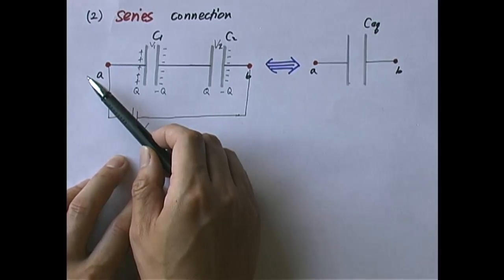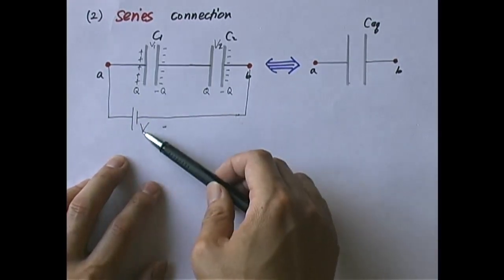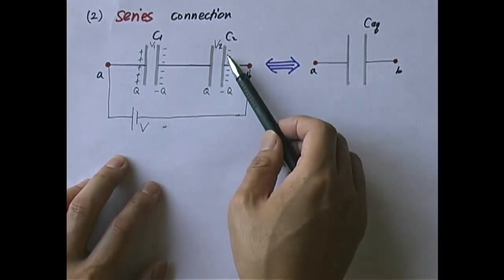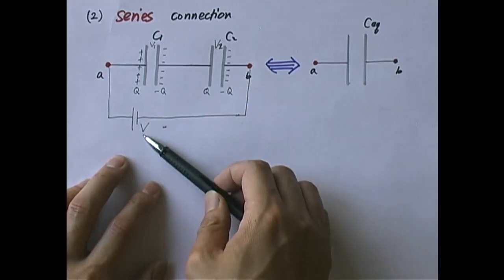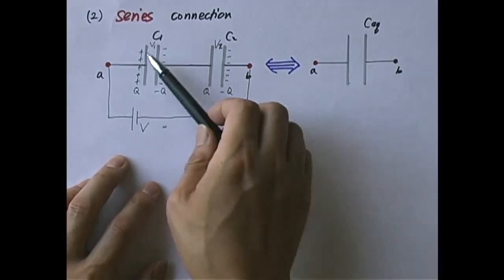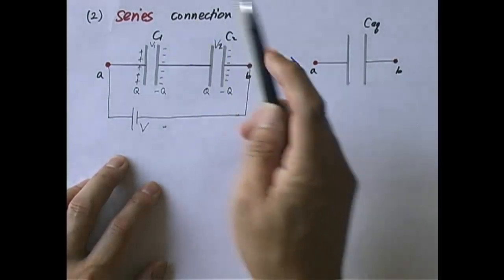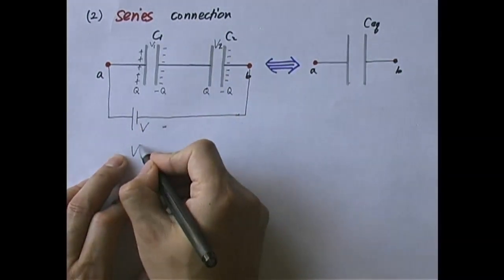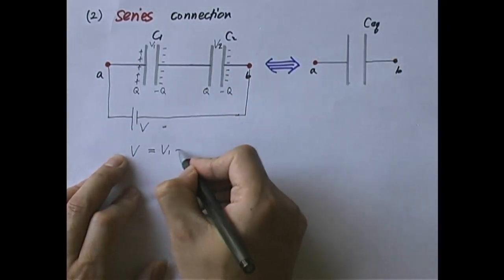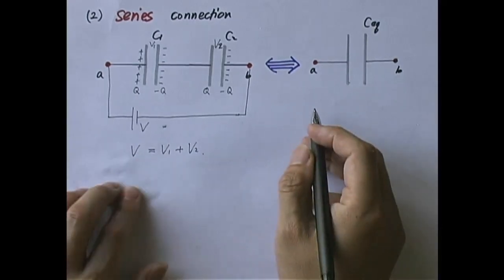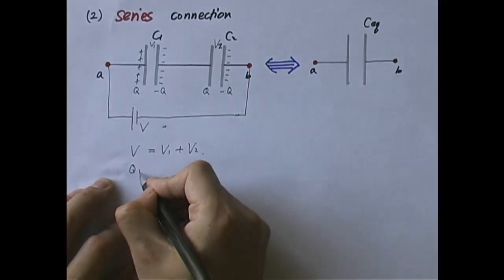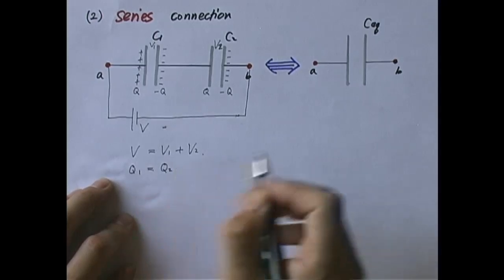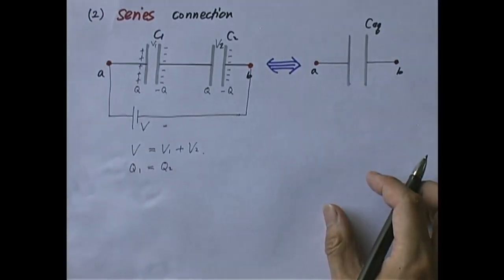So, what can you say about the total potential difference V in terms of V1 and V2? Well, this potential difference is divided between these two capacitors, V1 and V2. It is clear, therefore, that V equals V1 plus V2, right? And yet, Q1 and Q2 are equal.